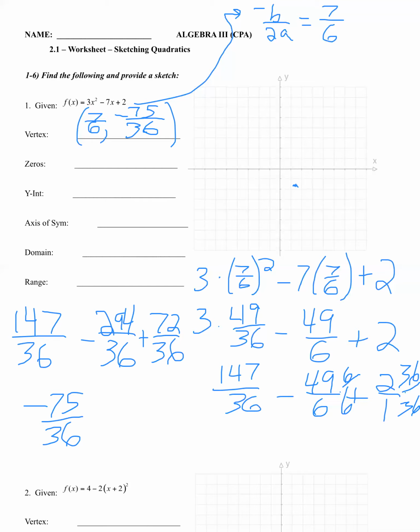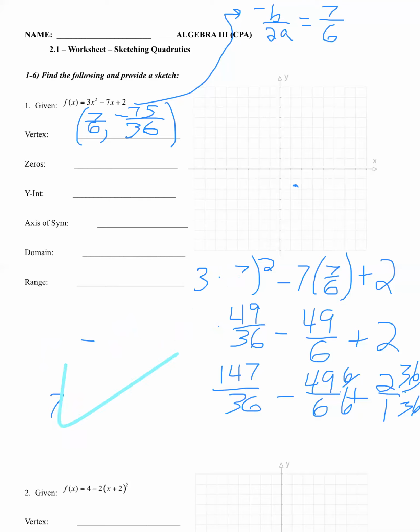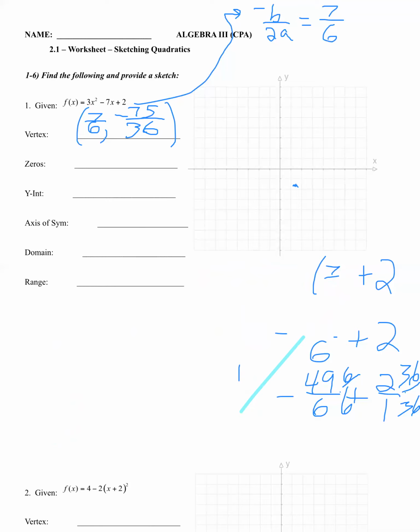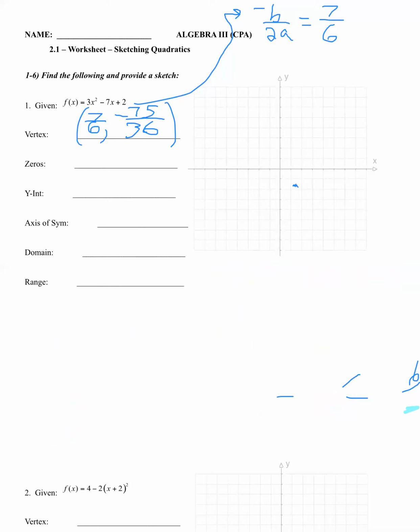So now let's go ahead and answer a couple of these other questions. Let me erase all this stuff so I've got some room. Once we have the vertex, we do have a little bit more information. I can now write the axis of symmetry because it's always just x equals whatever the x coordinate of that vertex is. The axis of symmetry would be at x equals 7/6.